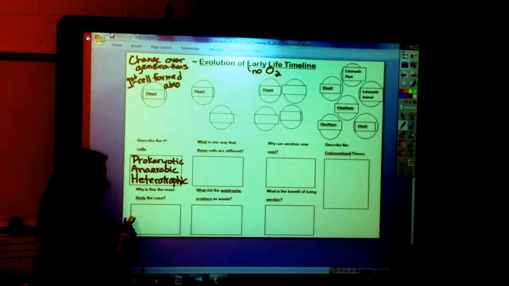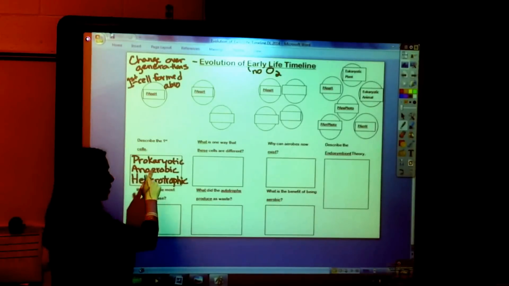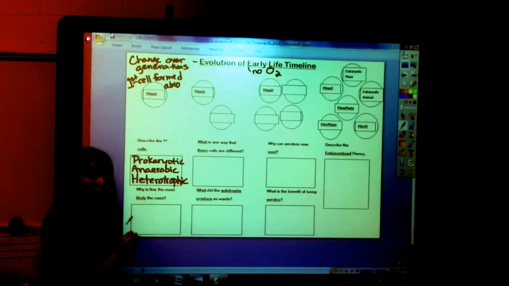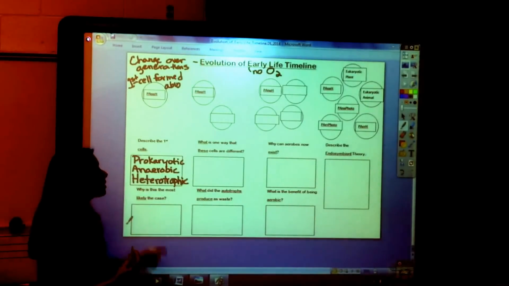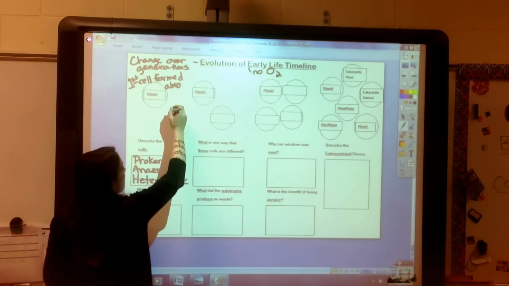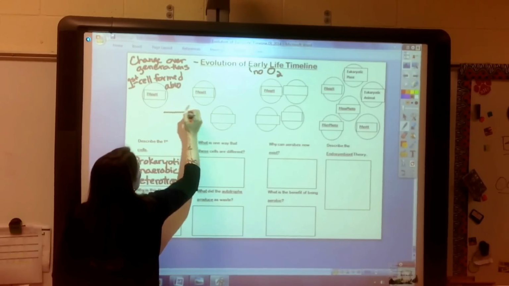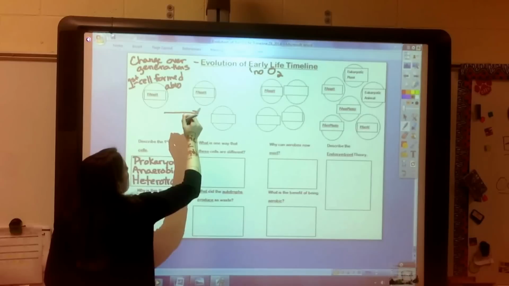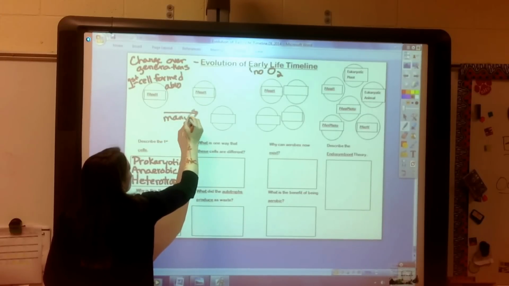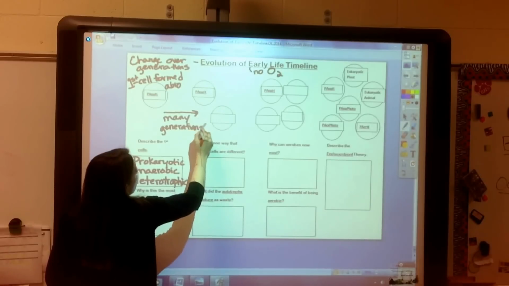And so what we believe would have happened is we believe, now look, I just gave you the answers to these. Why is it prokaryotic? Why is it anaerobic? And why is it heterotrophic? So think about why it had to be prokaryotic, why it had to be anaerobic, why it had to be heterotrophic. You can look back in your notes as well. So let's go on. Here's our first cell, and then what we're going to see is that over generations, we're going to draw a little line, and we're going to label it many generations, meaning we've had lots of reproduction.